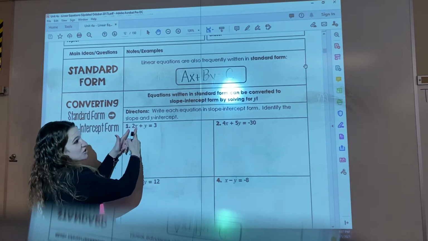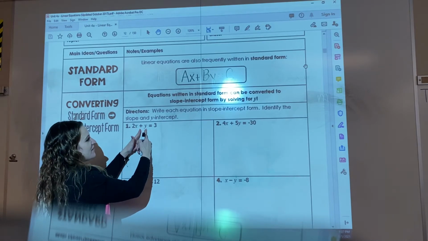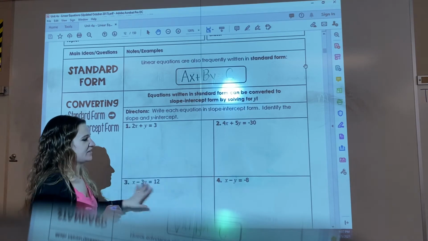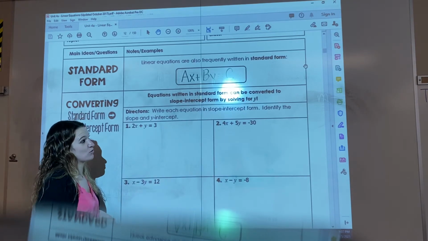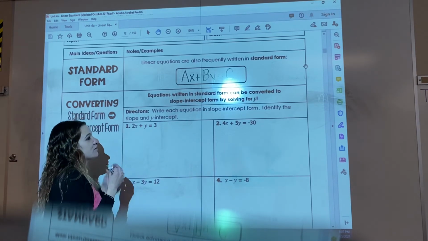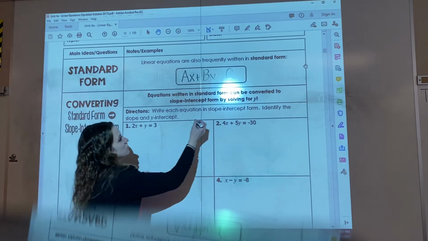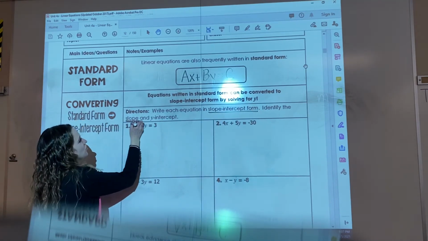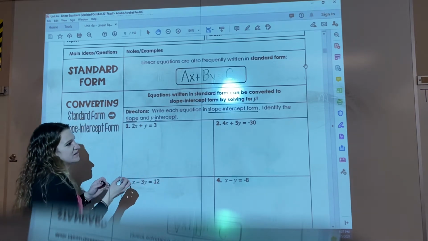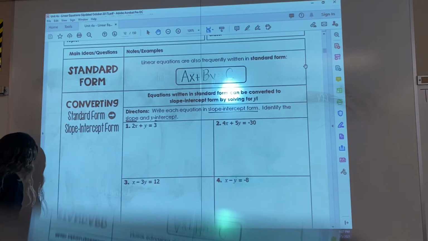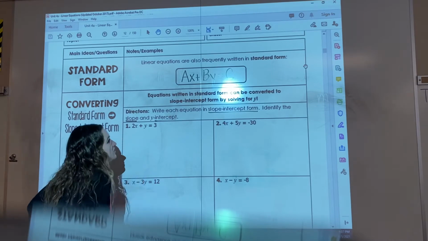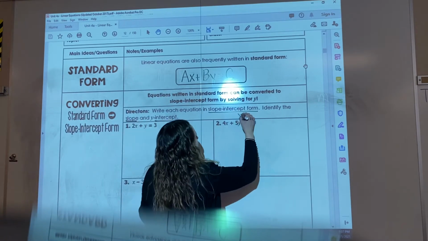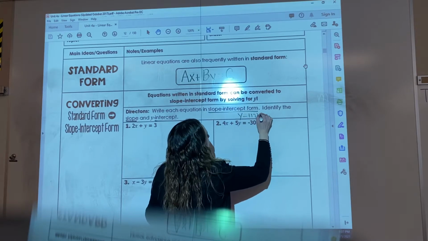You see the x term, then the y term, and then that constant term, okay? So all four of these problems right here are set up in standard form. What we're going to learn today is how to convert them into slope-intercept form. After that, we need to identify the slope and the y-intercept. So it'll probably help if we write down what slope-intercept form is. So you want to take it from standard form and put it into slope-intercept form. So that's y equals mx plus b.